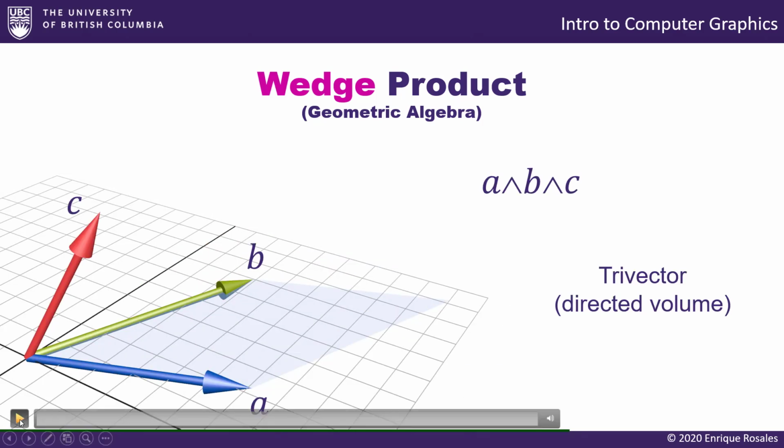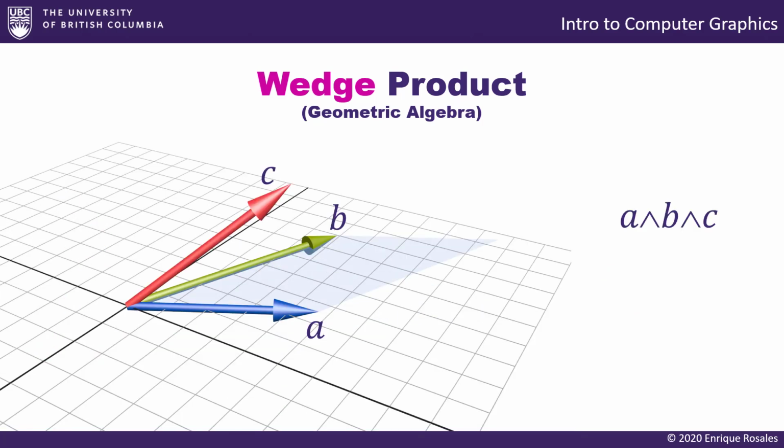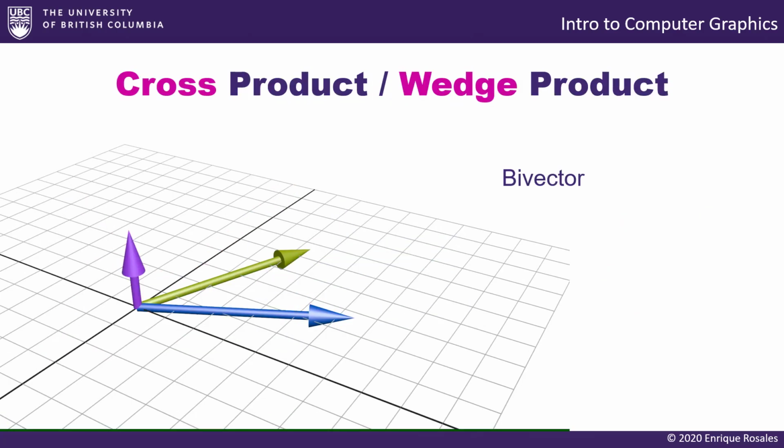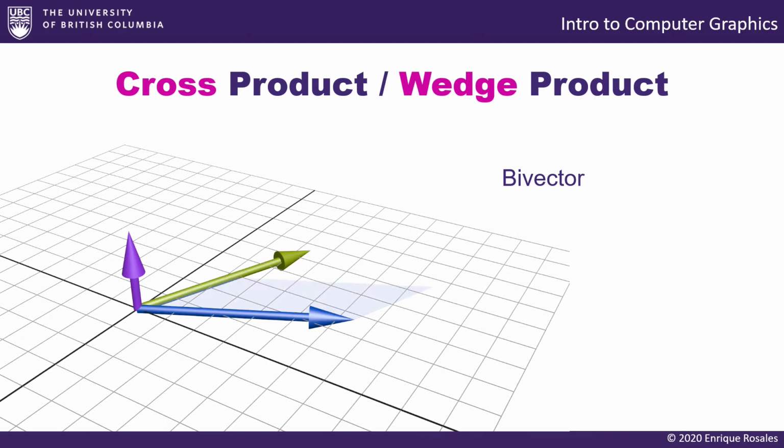So the result is a trivector. Oh, sorry, I forgot something. I forgot the other videos. Sorry. Because this is a video. Yeah, this is also a video. I forgot to tell you something.